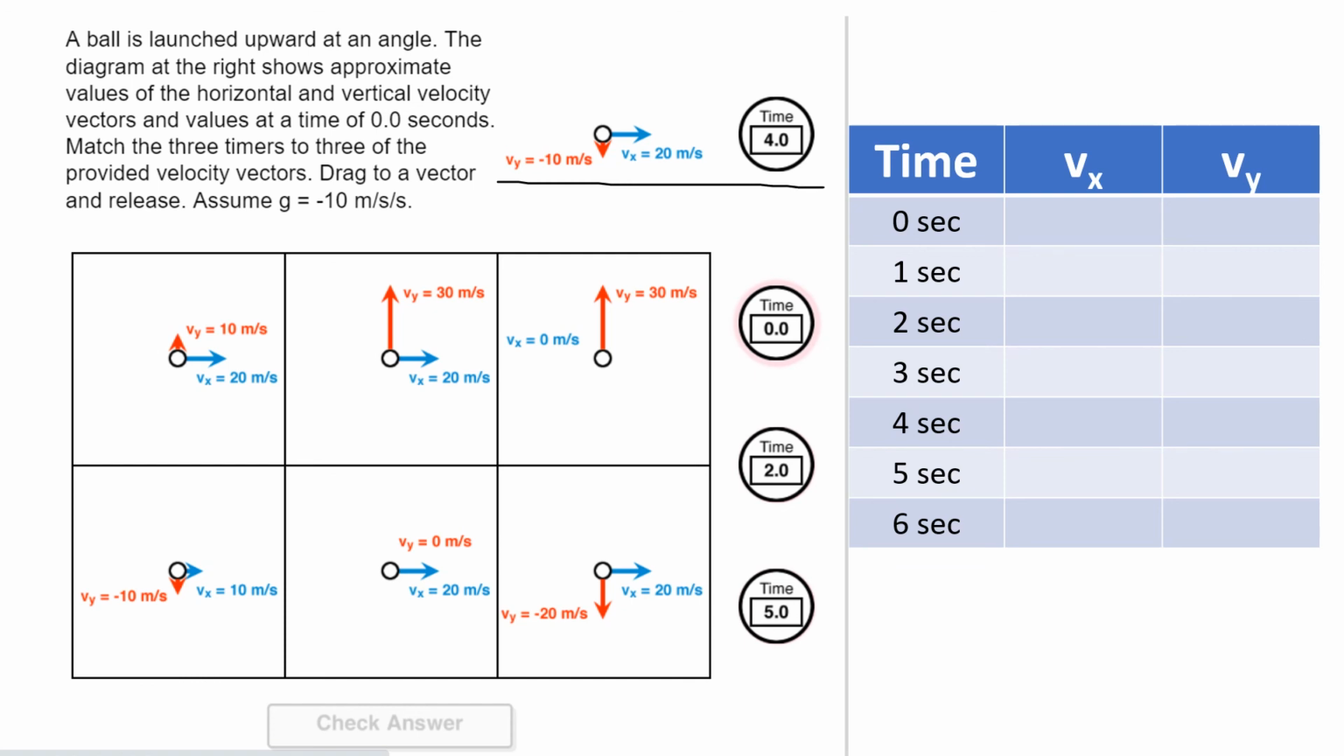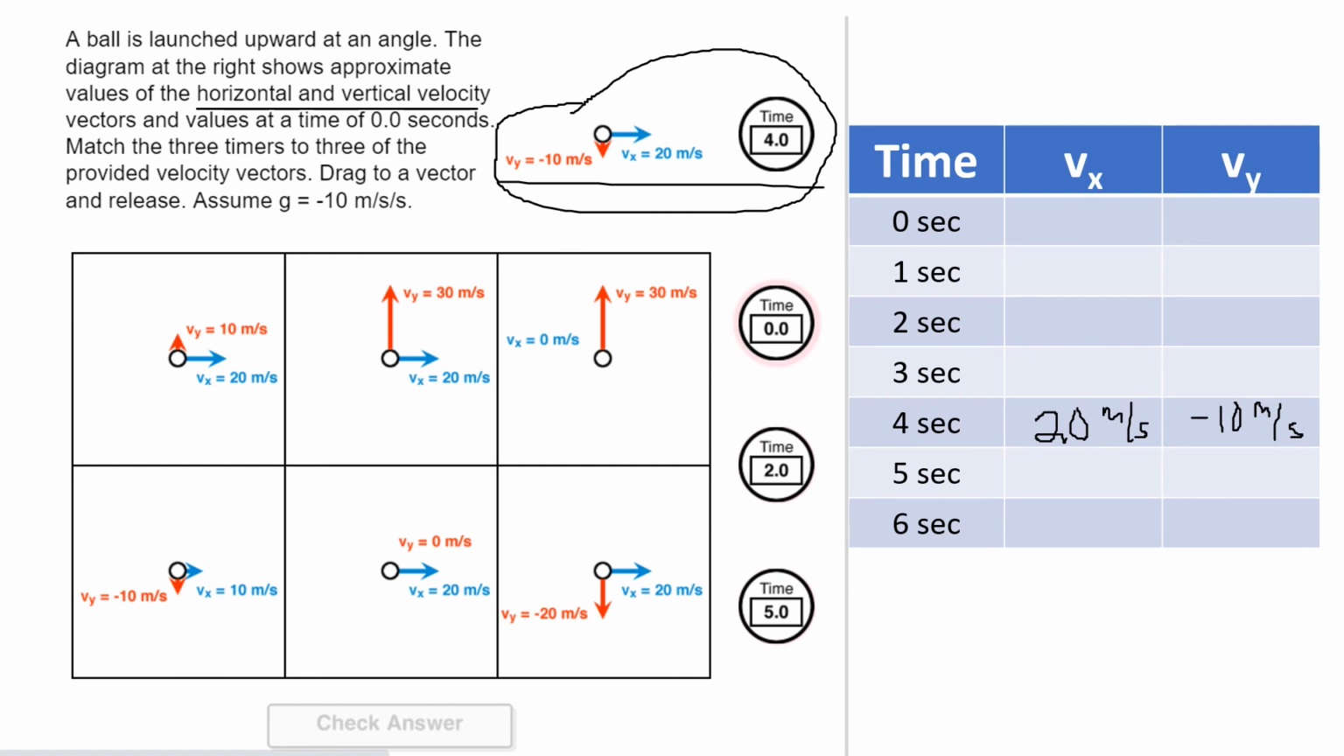It says here the Vx is 20, and the Vy is negative 10. I didn't even read the problem yet. I should probably read it. It says a ball is launched upward at an angle. The diagram at the right shows the approximate values of the horizontal and vertical velocity vectors. Match the 3 timers. Your goal is to drag these timers to the appropriate vectors.